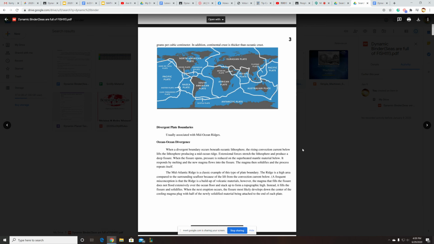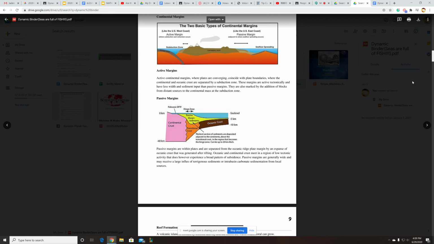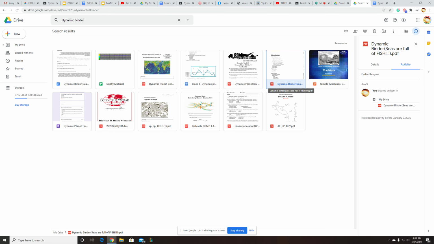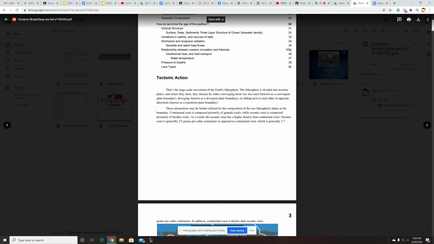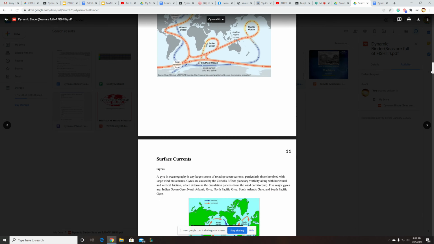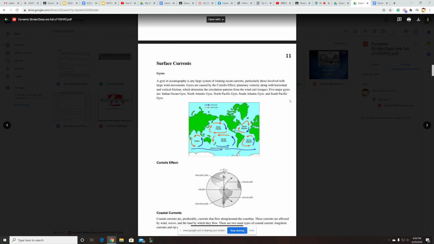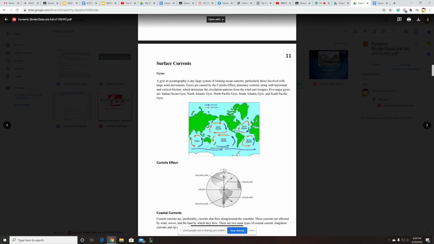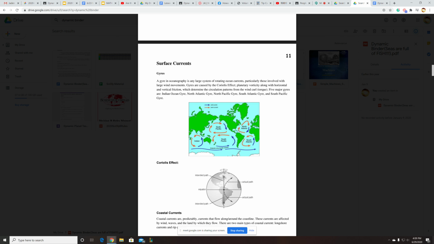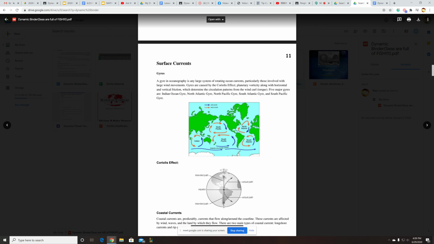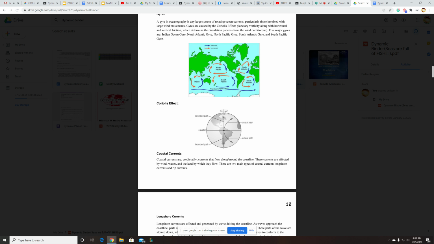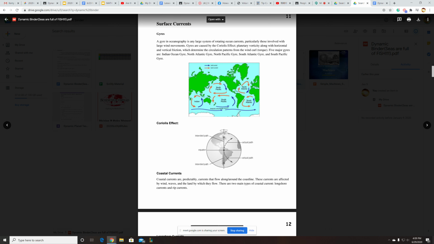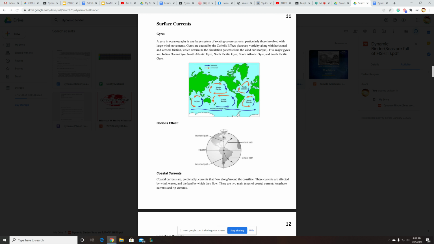Did we have a better one? There's a better image of this, and it comes right here. This is the better image of the gyres and the circulation. You can see North Atlantic, South Atlantic, North Pacific, South Pacific, and Indian. These are the five main ones they usually ask you to identify, and that's pretty much it. The other key thing is knowing the direction of the arrows.